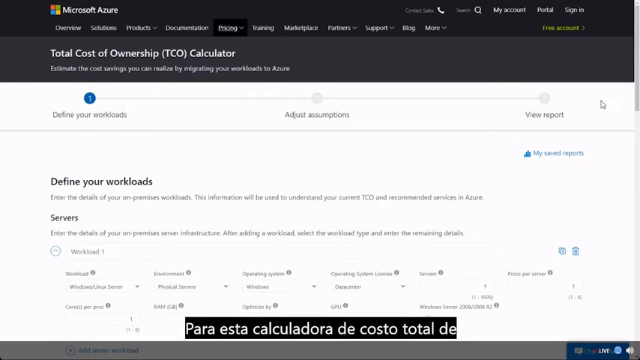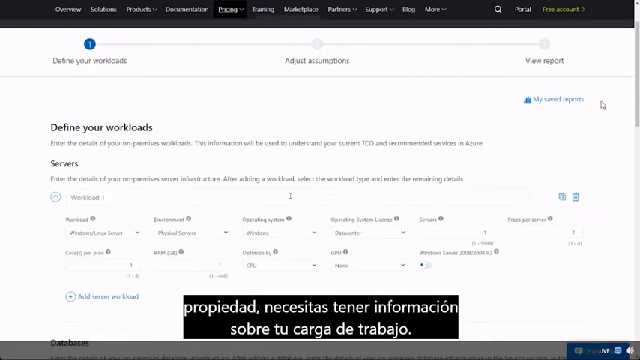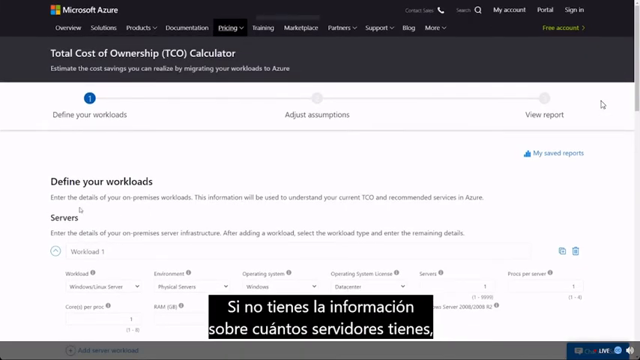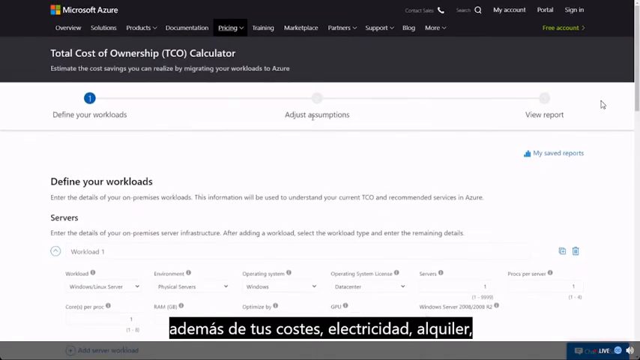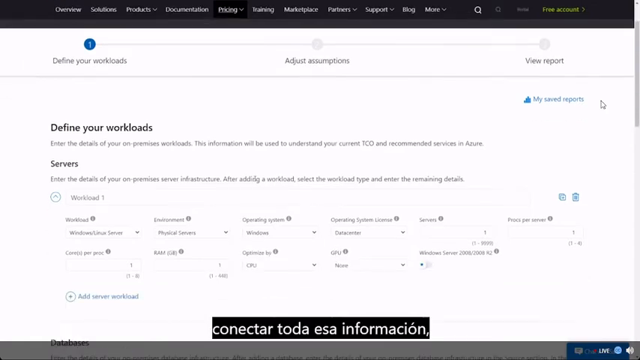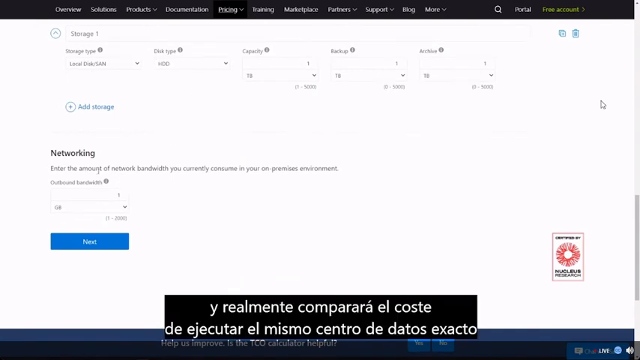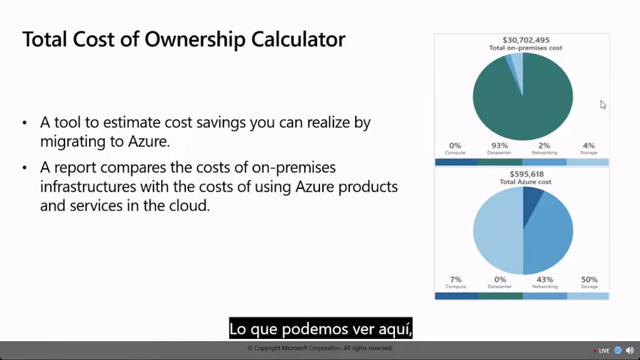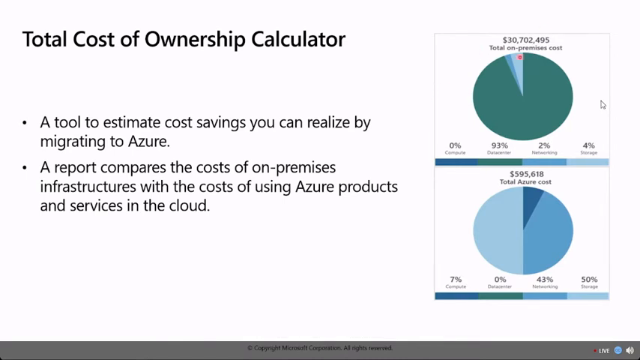And with this total cost of ownership calculator, you do need to have some information about your workload. So if you don't have information on how many servers you have, your databases and storage, plus your cost, electricity, rent, this may not be the best tool for you. However, if you do have access to that information, you can go in, plug in all of that information, including your rent, your electricity bill, and it will actually compare the cost of running that exact same data center in Azure.